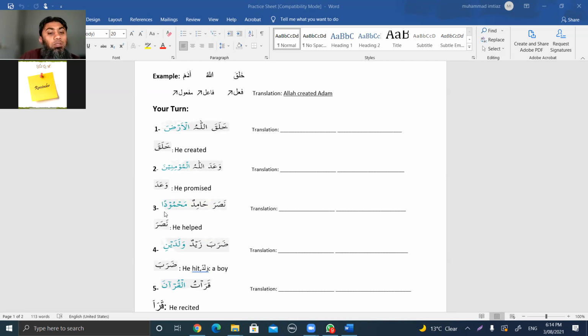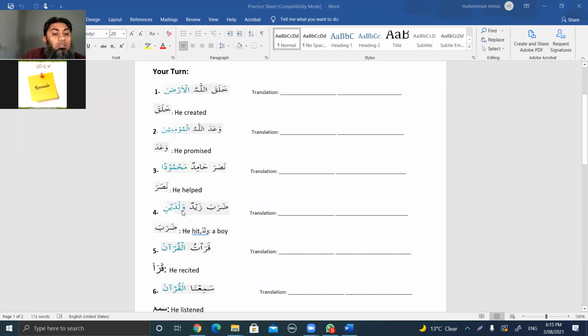And secondly, you can see that Mahmudan is in nasab status. And I said in the start that in Jumlatul Failiyah, whenever you get an ism in nasab status, that ism becomes your maf'ul. So Hamid helped Mahmud. Any question about this number 3 sentence? Okay. Number 4.